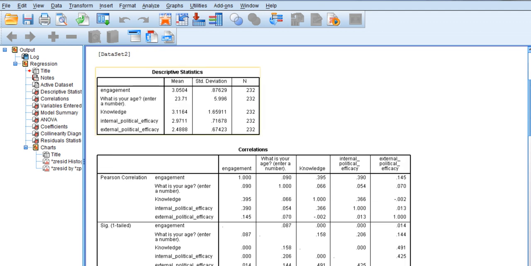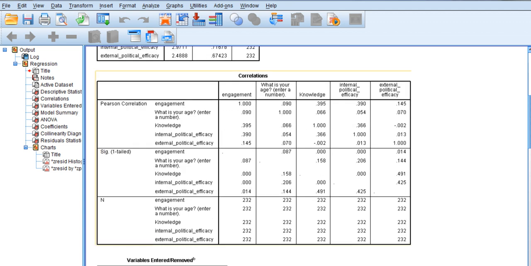We'll note that for age, the mean is rather low. This was a student sample, and the standard deviation is also rather low. So we have a restriction of range for age, so we might not get the sort of relationship between age and political engagement that we might expect. We can also take a look at the bivariate correlations between the variables.